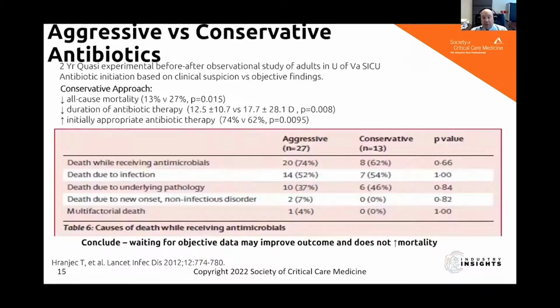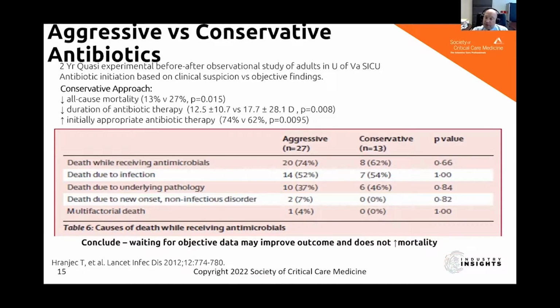Now, we rarely have people do a study where they're going to withhold antibiotics. So this is an interesting quasi before-after observational study of adults at the University of Virginia Surgical Intensive Care Unit, where if the picture was not clear as to whether the patient truly was septic, they had an aggressive approach 1 year, followed by a conservative approach the subsequent year.